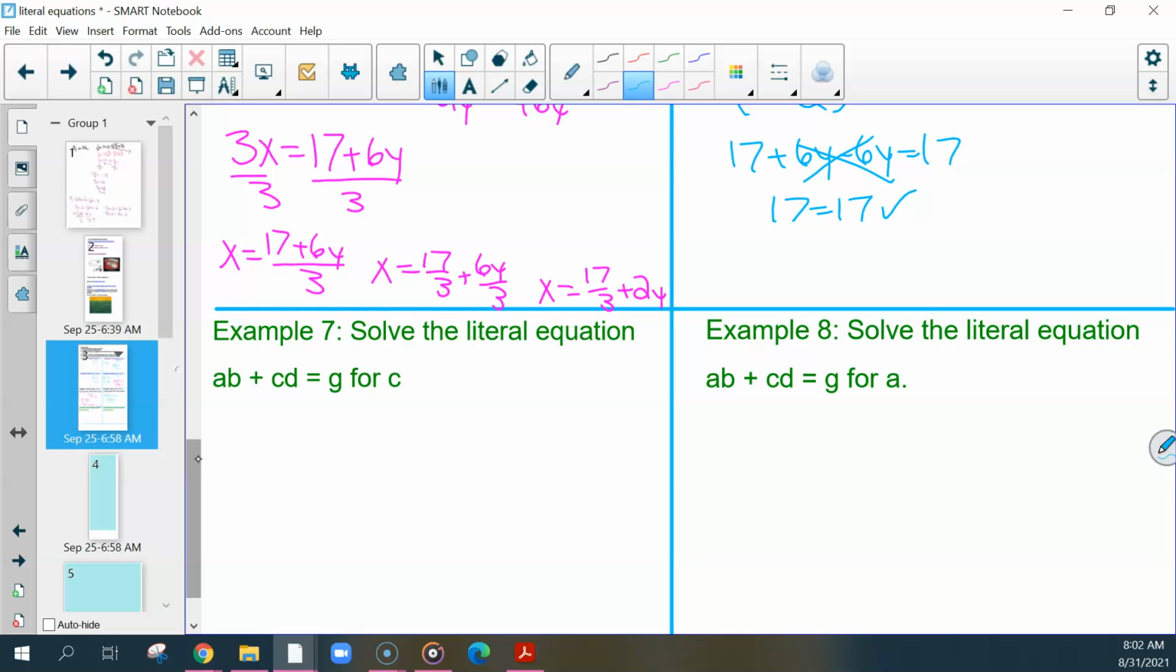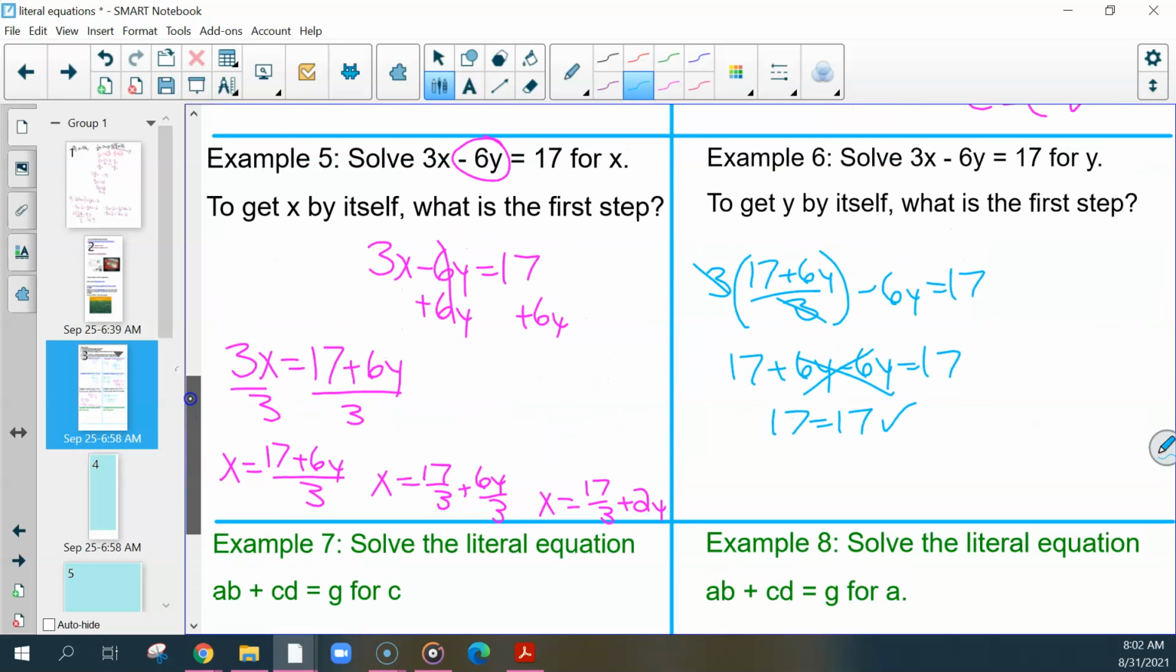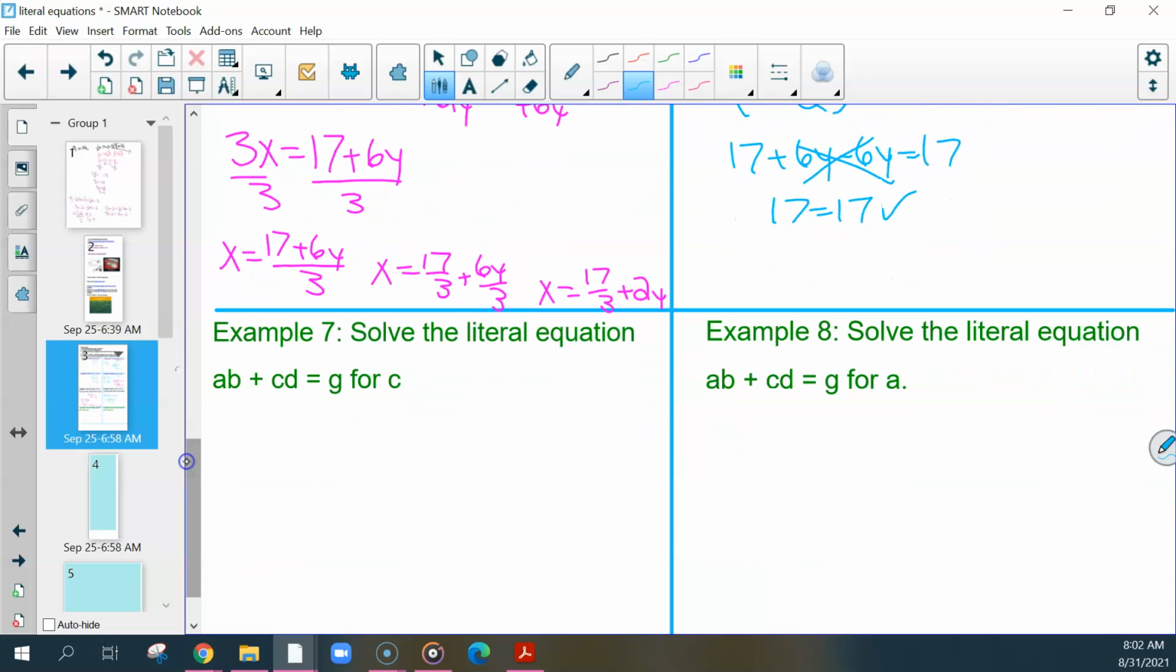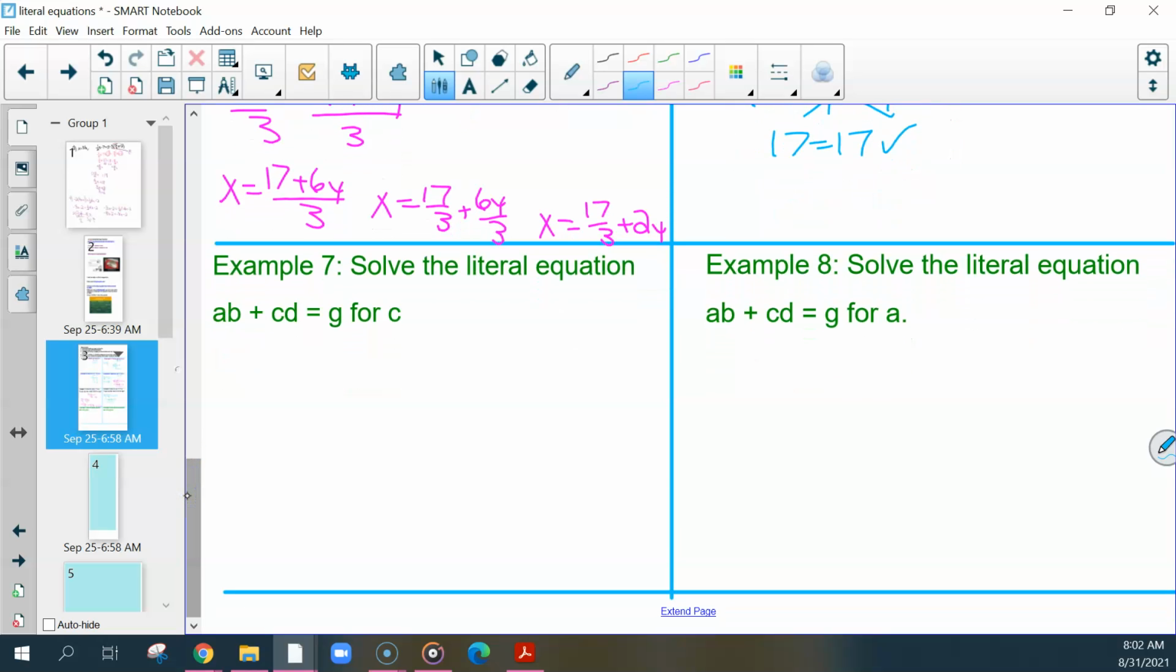7 and 8 are very much like 5 and 6, except they don't have numbers at all. It's all variables. So we'll do one of those and have you choose practice for the rest of the class. AB plus CB equals G. We're solving for A. What would be the first step?